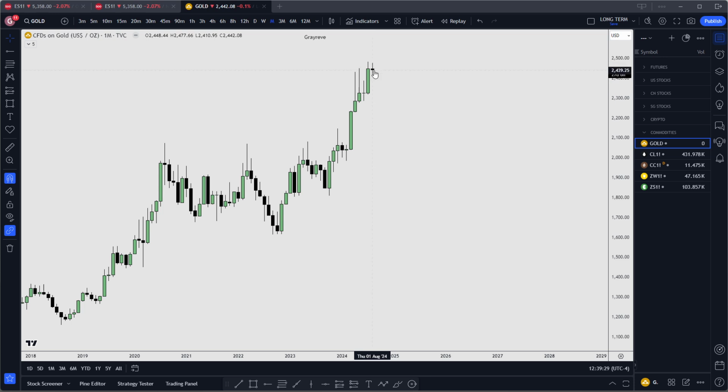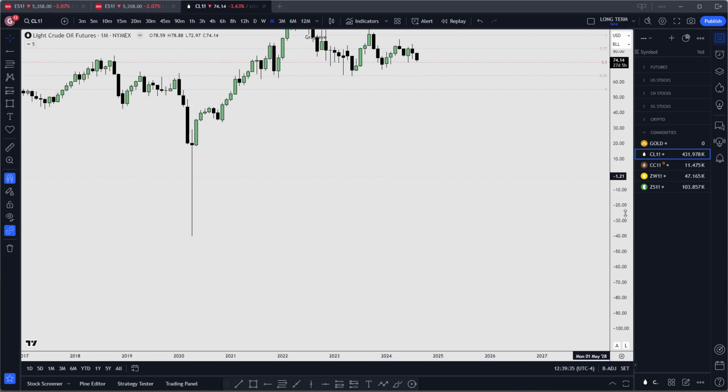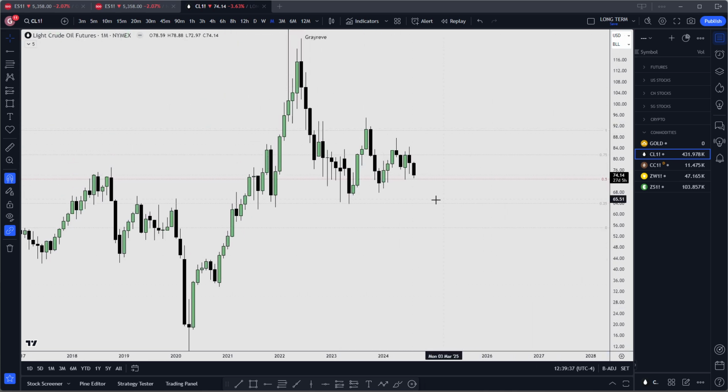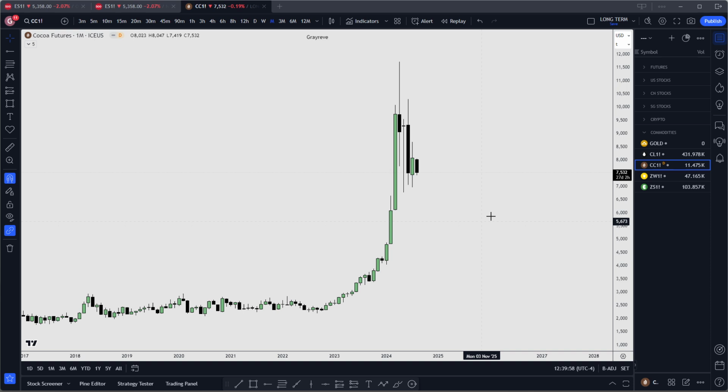Gold, all-time highs, nothing to say here. Crude oil, consolidation still, but look at these relative equal lows, and look at how it is unwilling to trade above this up close candle that took out this swing high. Okay, next, nothing to say.